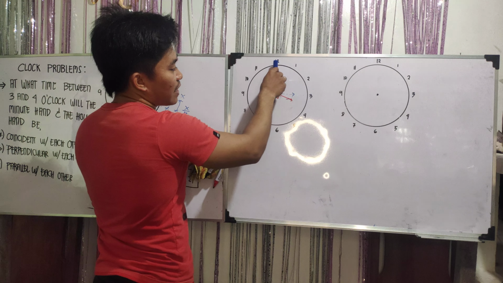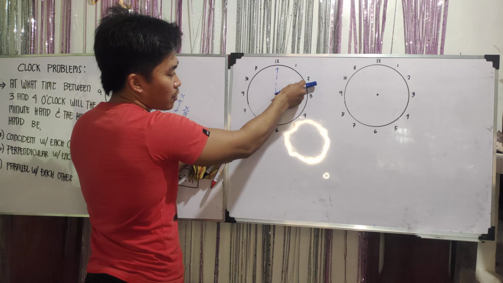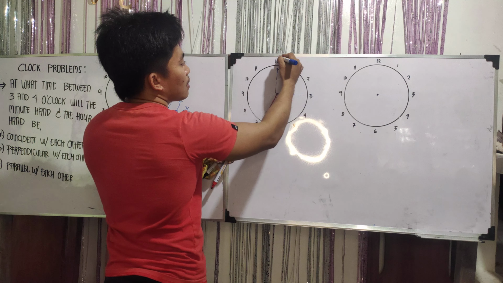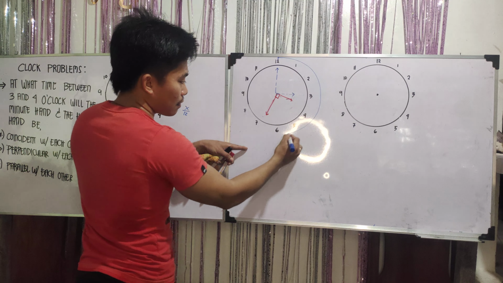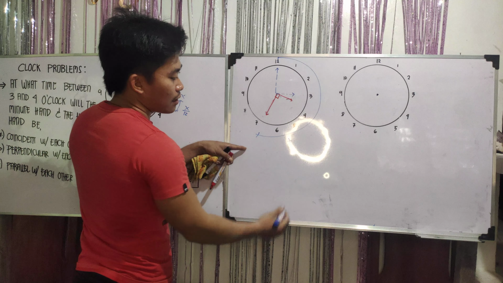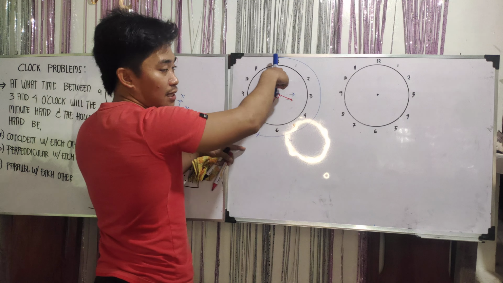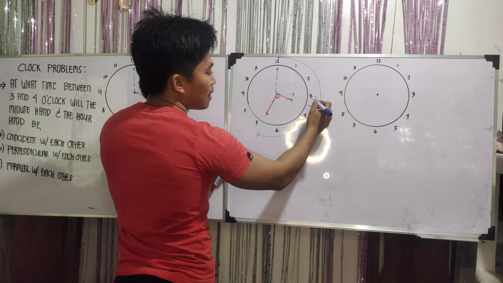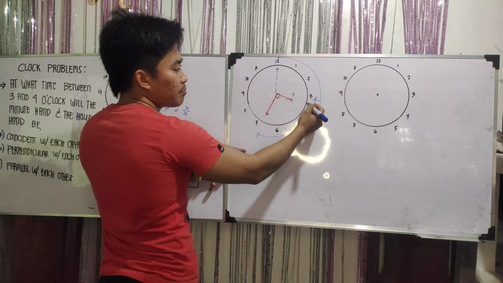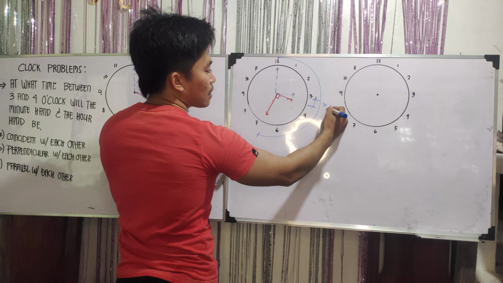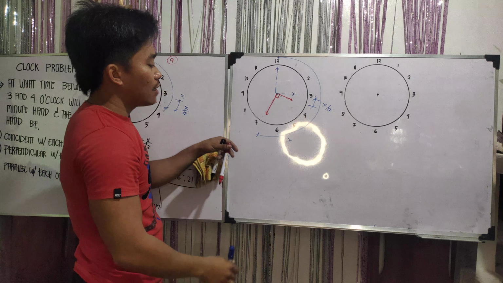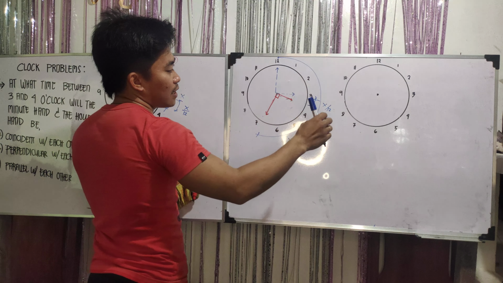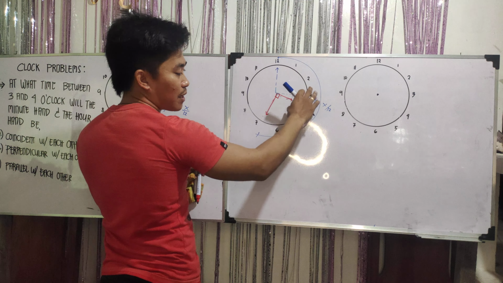Now, from 3 o'clock, yung minute hand mo, dito siya tatama. Let's call that x. So, x minutes, yan yung travel ni minute hand. And again, your hour hand, on the other hand, has moved by just x over 12 minutes. Now, hanap ka ngayon ulit ng equation wherein ma-relate mo si x para ma-solve mo siya.